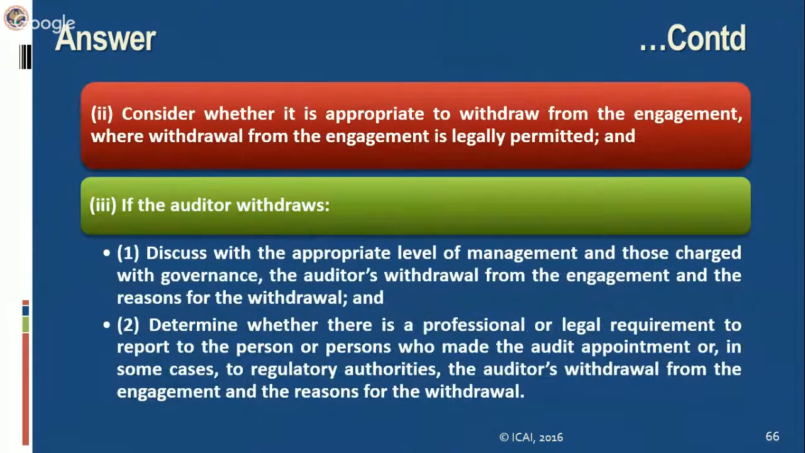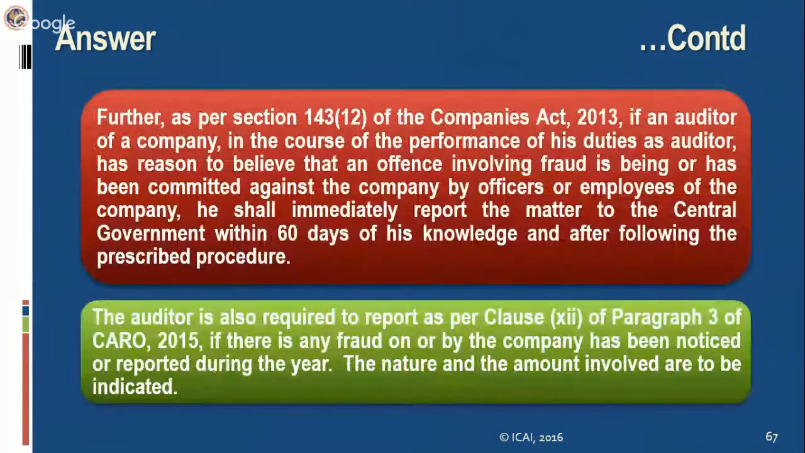He should also consider whether it is appropriate to withdraw from the engagement, and where withdrawal from such engagement is legally permitted or not. And if he withdraws, then he shall discuss with the appropriate level of management and those charged with governance the auditor's withdrawal from the engagement and the reasons for the withdrawal. And if he determines whether there is a professional or legal requirement to report to the person who made the audit appointment, or in some cases to regulatory authorities, the auditor's withdrawal from the engagement and the reasons for such withdrawal shall also be mentioned.